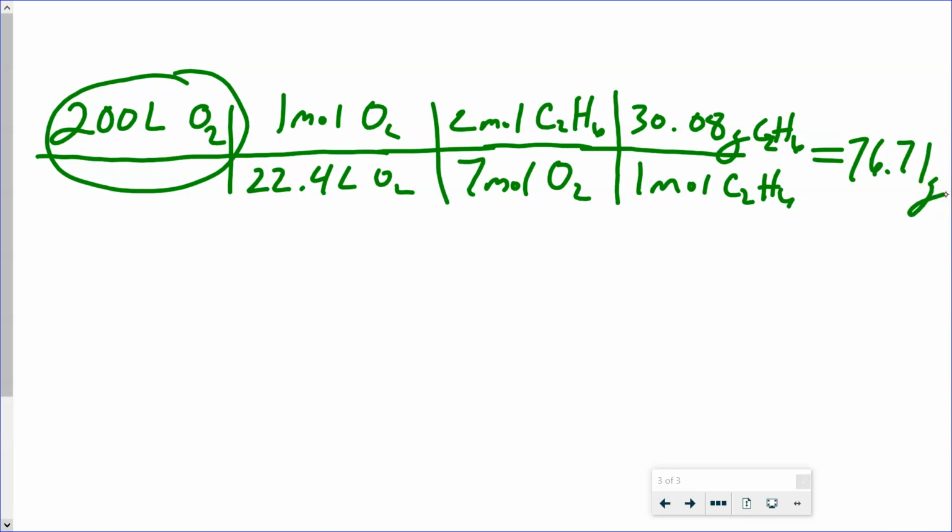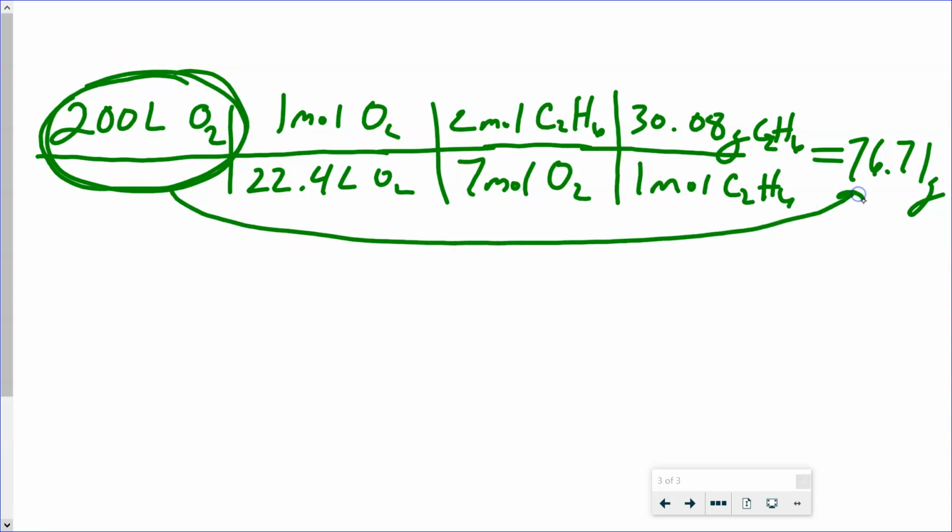So what did we just figure out? We figured out when we use 200 liters of oxygen gas and it's all used up, we will have used 76 grams of the excess reactant. Now remember, how much do we start with? This is a common mistake. Don't stop here, because it's asking for how much is left over, not how much you actually used. How do we determine leftovers? We take what we started with and subtract what we used, and that's how much is left over.